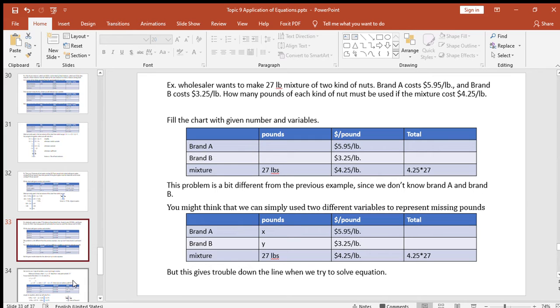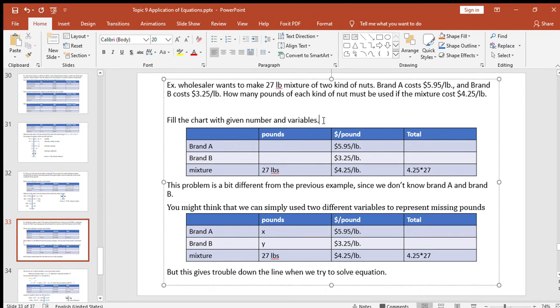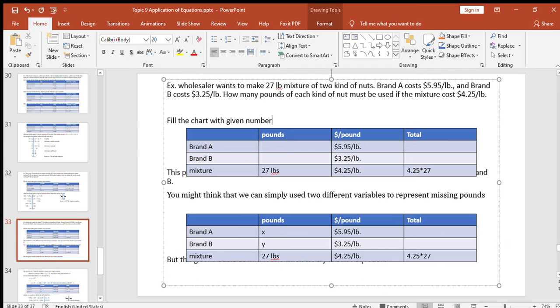Now let's try something a bit different. Let's say a wholesaler wants to make 27 pounds of a mixture of two kinds of nuts. Brand A costs $5.95 per pound, brand B costs $3.25 per pound. How many pounds of each kind must be used if the mixture costs $4.25 per pound? Again, let's fill in the chart with the given numbers.